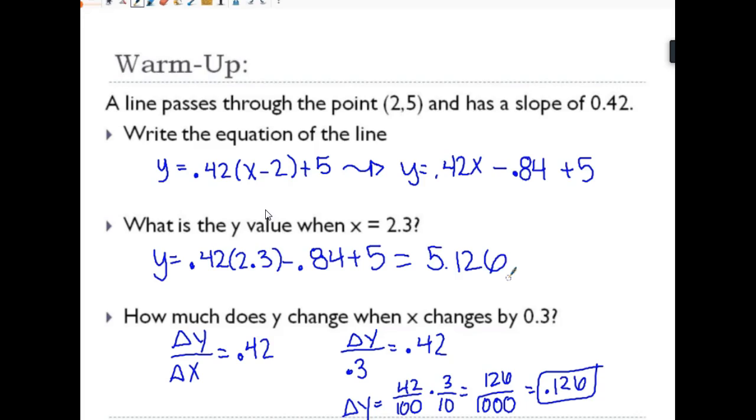And then the question was, how much does y change when x changes? So y originally was at 5. Y changes to 5.126. Therefore, y changes by 0.126. That change in y is divided by that 0.3, which is 0.42.